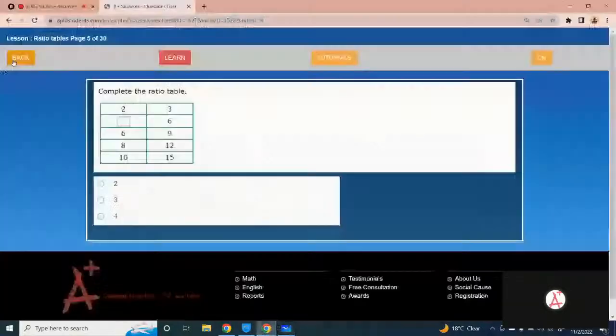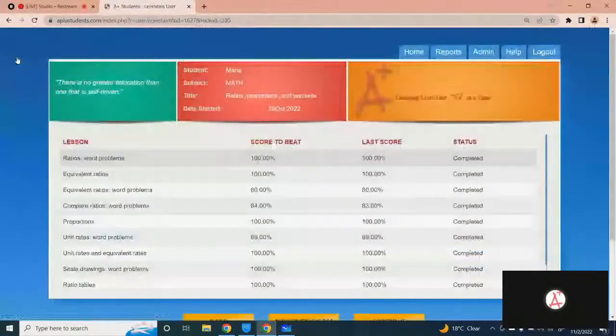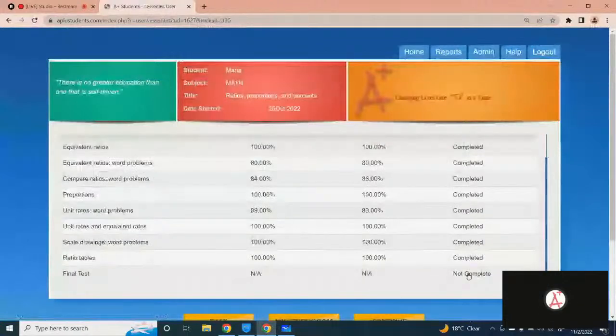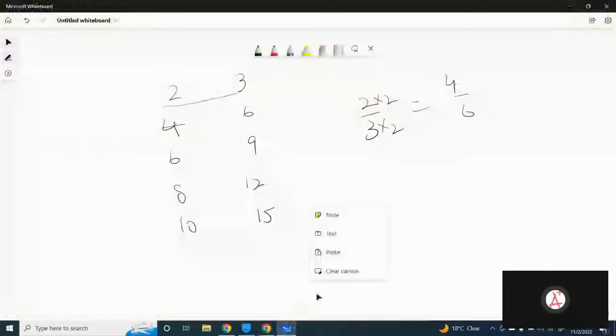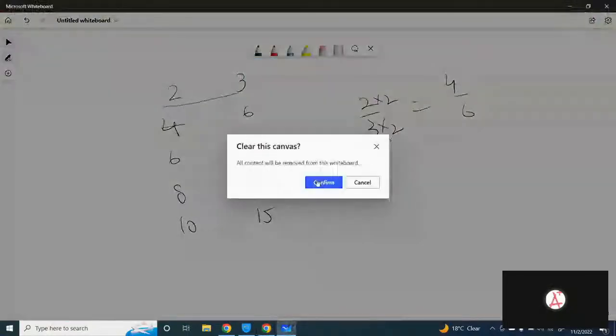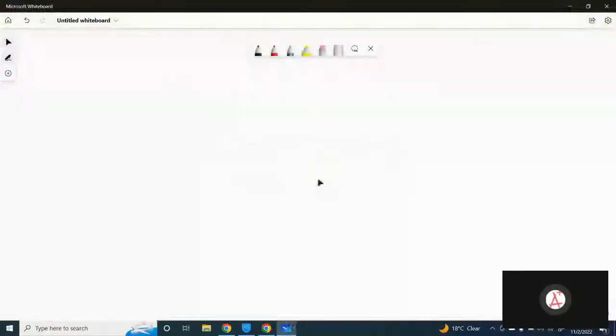Okay, you can complete the test by yourself later today. I'm just moving on to the next topic, and the next topic is the final test of the chapter. Got it? Let me write it down on the board. So we're going to start with the final test of the chapter: ratios, proportions, and percents. So let's start with the final test.